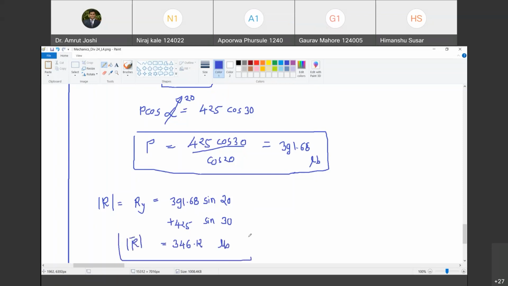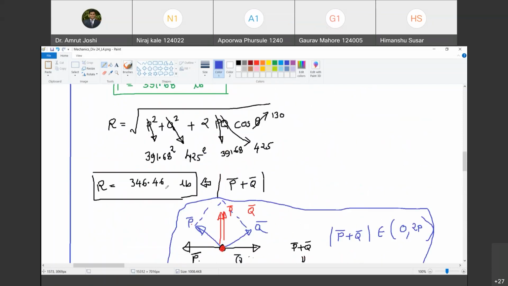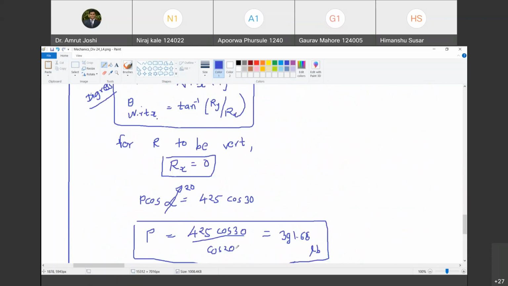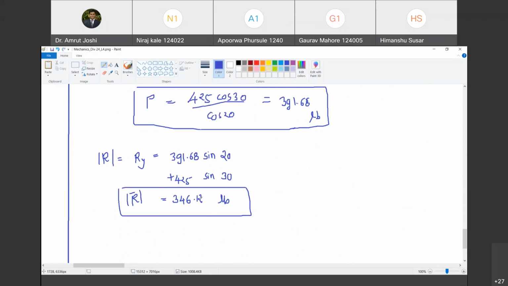And have we got the same thing in the previous method? Yes, 346.46. So here also you are getting 346.46. Yeah, because I used 390.68, it should be 391.68. I was wrong. So 346.46, we get exactly the same answer.